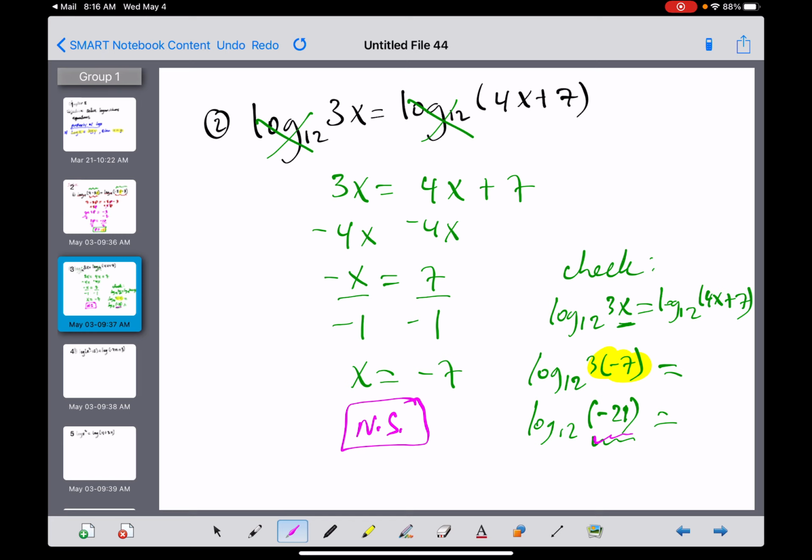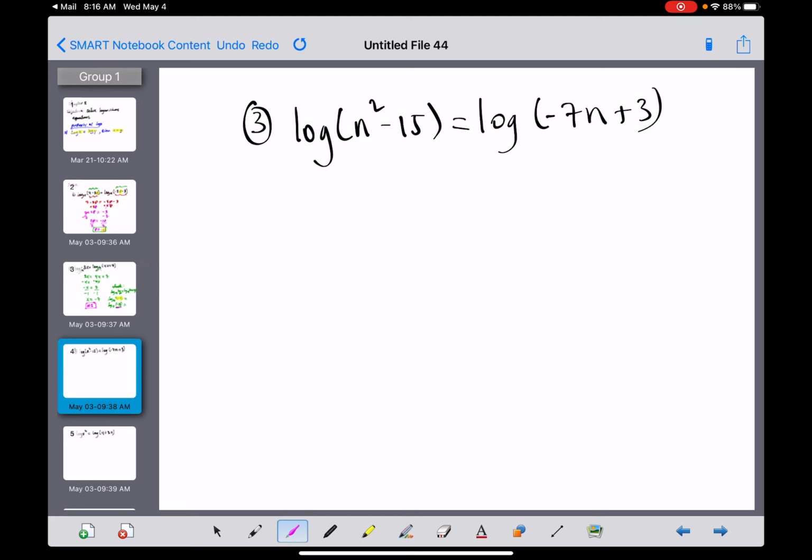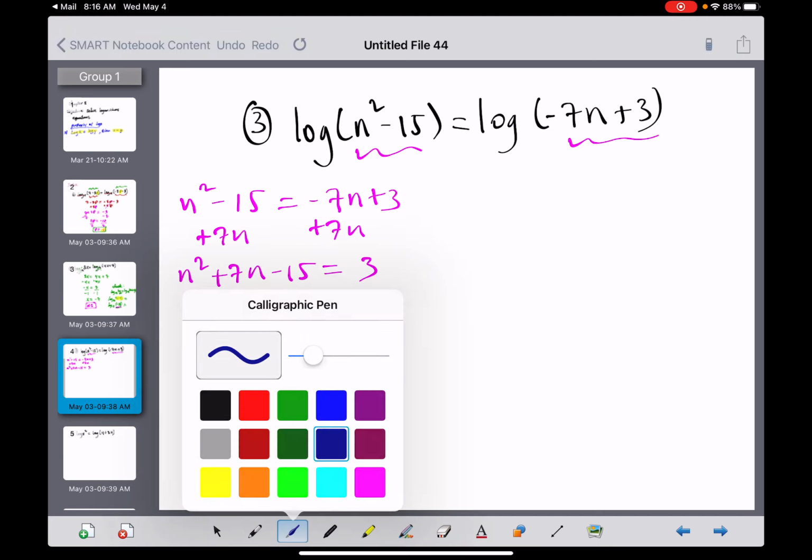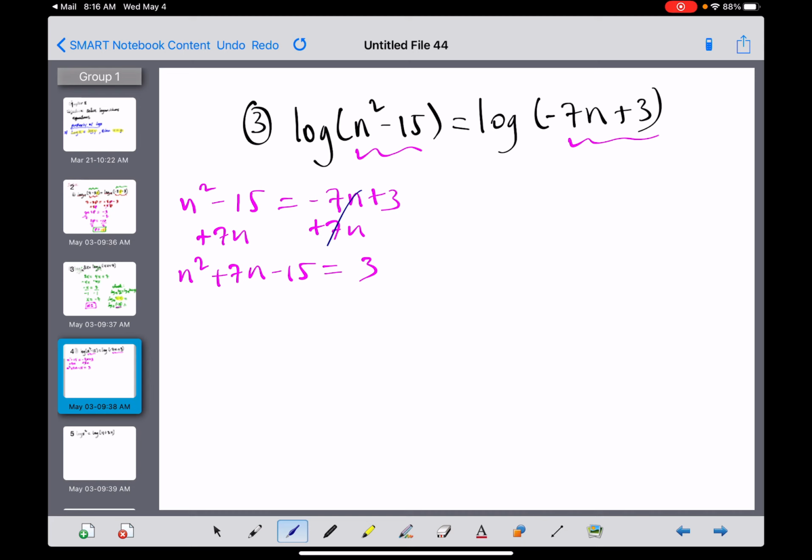Okay, let's move on to number 3. In number 3, same thing. We're going to set n squared minus 15 equal to negative 7n plus 3. Add 7n to both sides. Then we have n squared plus 7n minus 15 equals 3, because the 7n is gone. Then we're going to subtract 3 from both sides. Then we have n squared plus 7n minus 18 equal to 0.